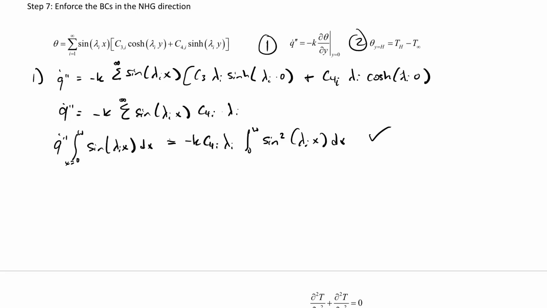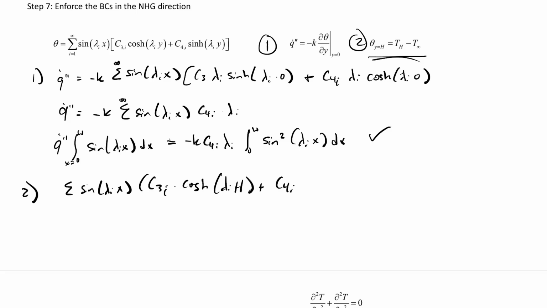But let's look back at our second boundary condition. Sorry, I know I'm at 11. Give me about 30 seconds here. So our second boundary condition is this up here, and if we enforce that, we end up with the following. Sum of sine lambda I x times C3i times cosh lambda I times h plus C4i sinh lambda I times h is equal to Th minus T infinity.